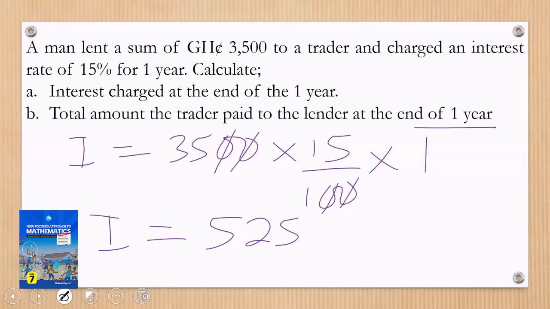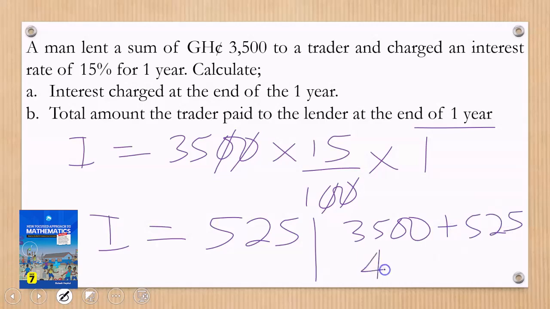Now, the amount the trader paid to the lender at the end of 1 year. So how much would the trader pay to the lender? The lender gave 3,500. Now the interest accumulated on this money is going to be 525. So when you put this money together, that will give us 4,025. So at the end of 1 year, the trader is going to pay back 4,025 cedis to the lender.